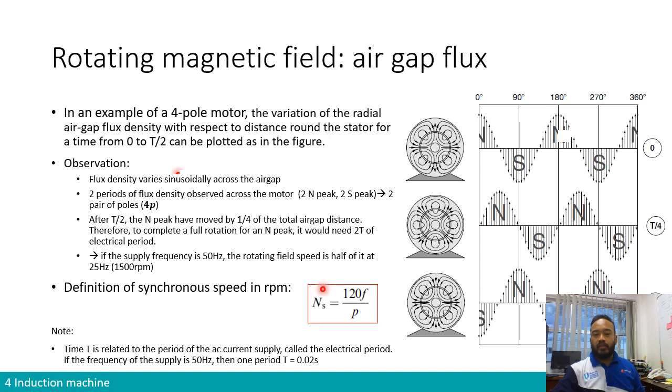Okay, so if we want to calculate the synchronous speed, which is the speed of the rotating magnetic field, this is the formula. The speed of the rotating magnetic field, or what we call synchronous speed. I will be using the term synchronous speed. Synchronous speed equals 120 multiplied by f divided by the number of poles. So here, we have 4 poles.